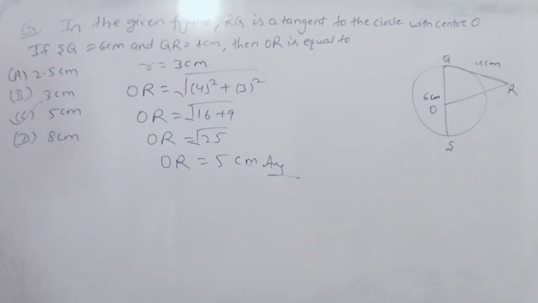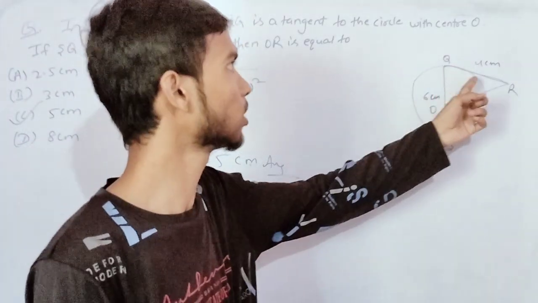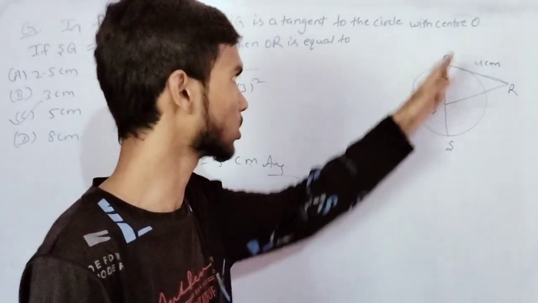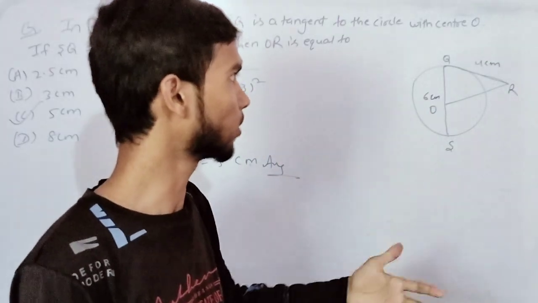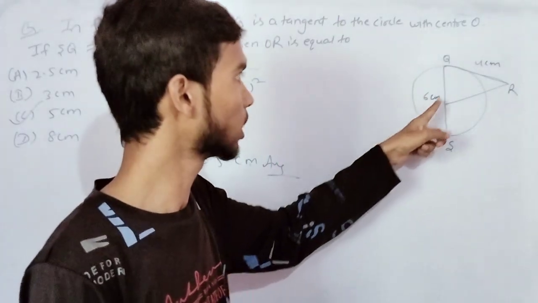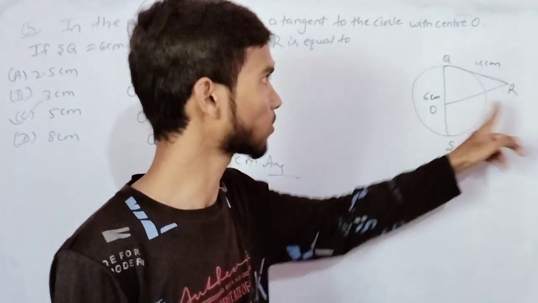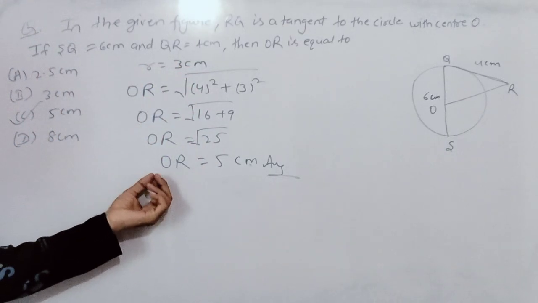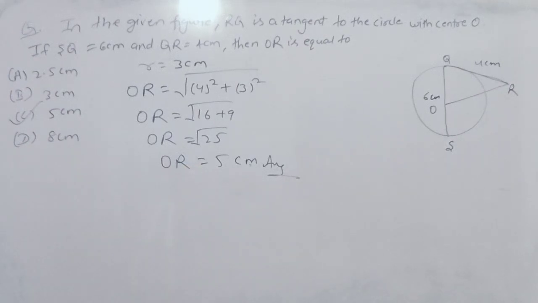So we applied the Pythagoras theorem because the question was giving us QR, which is 4 centimeters, and the diameter SQ. From the diameter we can find the radius, and then the question was asking to find OR. So finally we applied the Pythagoras theorem, and from it we got OR as 5 centimeters.